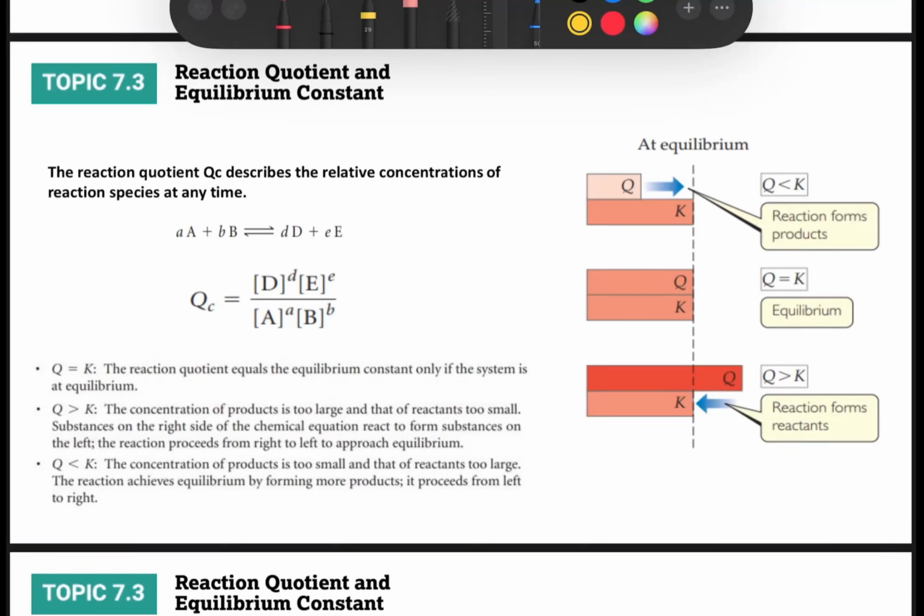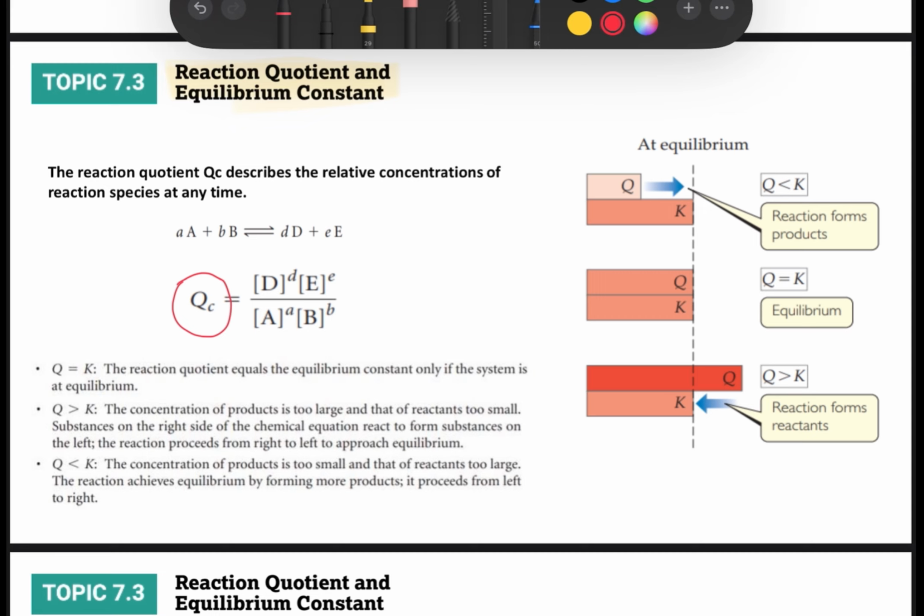Welcome everybody to part 2 of section 7.3 of the AP Chemistry series. Today we will cover the second part of the topic, which is the reaction quotient, and it's represented in terms of Qc. I just want to recall the previous video.